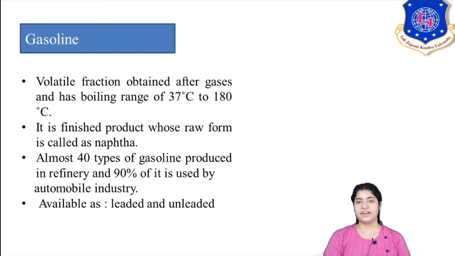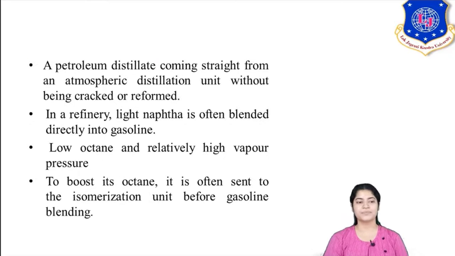Now, a refinery produces up to 40 types of gasoline, and 90% of it is used in the automobile industry. The petrol we use is gasoline itself, so it is mainly used as an automobile fuel. It is available as leaded and unleaded. We will study further in its different tests why there is a need to make it leaded and unleaded, and why lead is added to the gasoline.